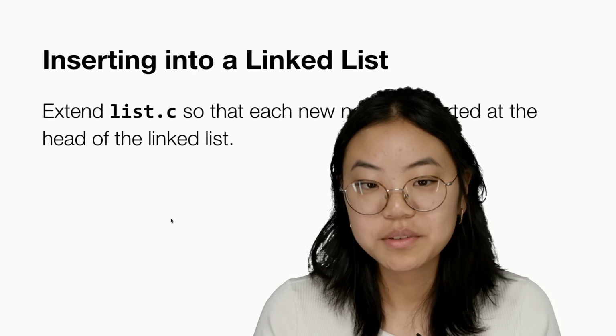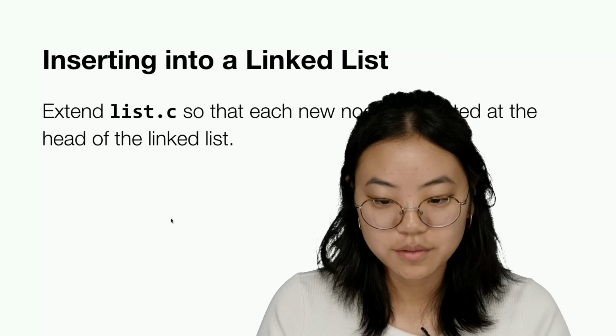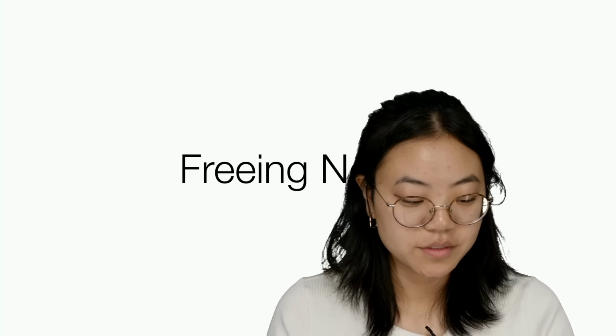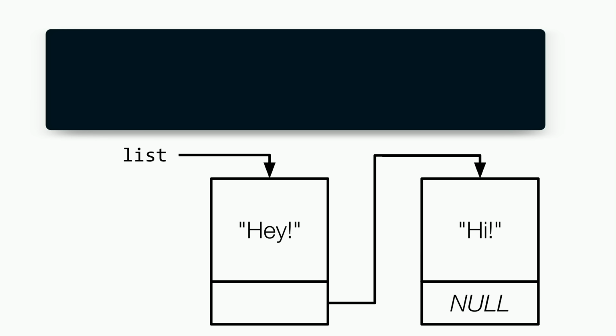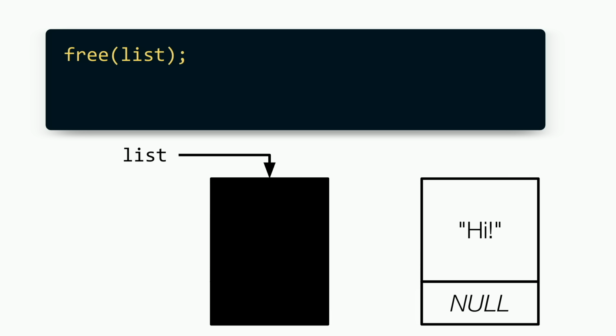Okay, so after we've set that up, we need to talk about freeing nodes, right? So we talked about when you malloc something, you always need to also free that memory afterwards. And so how do we do that? So naively, maybe I try this method, but what is wrong with freeing just list here?